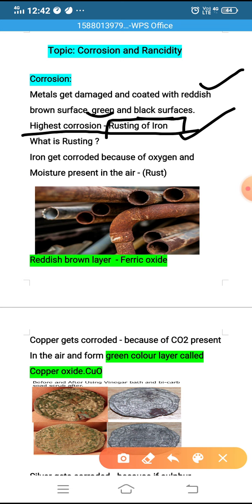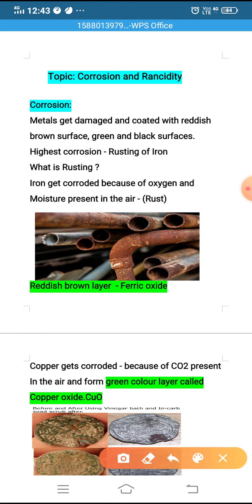Then what is rusting? Iron gets corroded because of oxygen and the moisture present in the air, and a reddish brown colored substance is formed on the iron, which is called ferric oxide. So rust means the metal is being damaged. How is it being damaged? It is being damaged because of the oxygen and the moisture present in the air, and rusting takes place. During this process, a reddish brown layer is formed on the metal iron and it is called ferric oxide, and its formula is Fe2O3, ferric oxide.